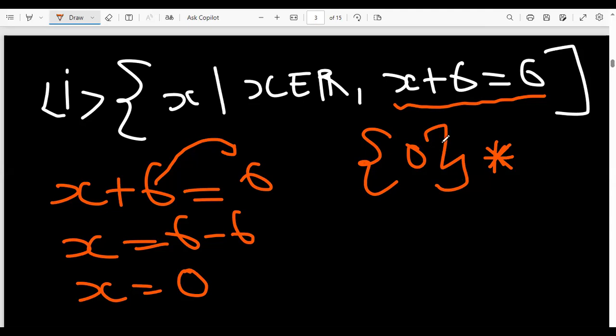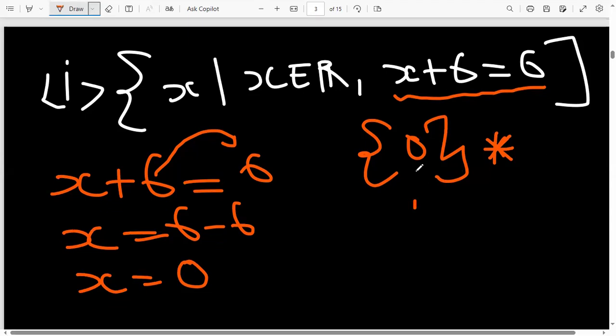Okay, it's not an empty set, because it contains an element, and that element is 0. That's why, when you're dealing with notation and they tell you to write the symbol of an empty set, you can either use this, which is an empty set, or you can use a circle that is cancelled like that.